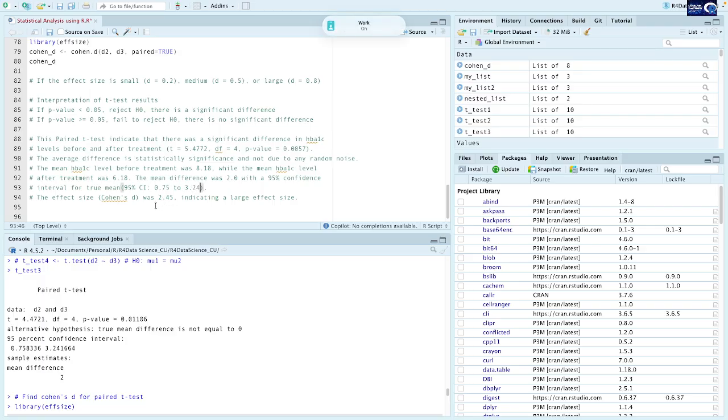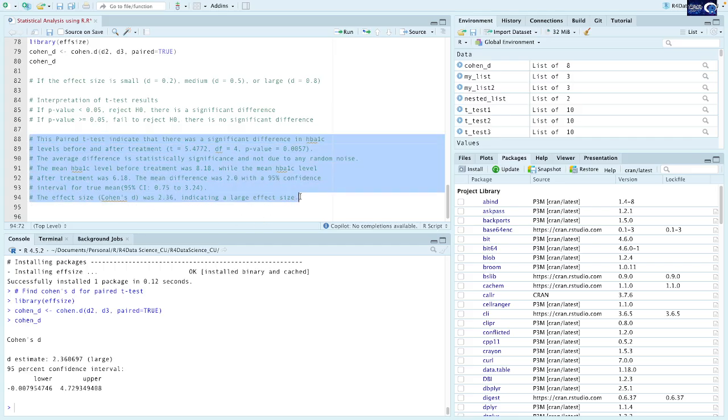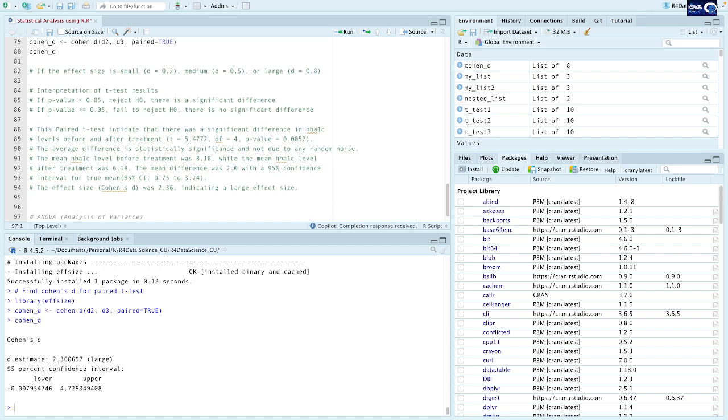Okay. And Cohen's d value was 2.36, indicating a large effect size also. Okay, so this much should be there in your interpretation. This is very important. That's why I'm taking some time and explaining this interpretation as well, because most of the time people won't put this one. If somebody asks to interpret the t-test, you need to interpret this much.